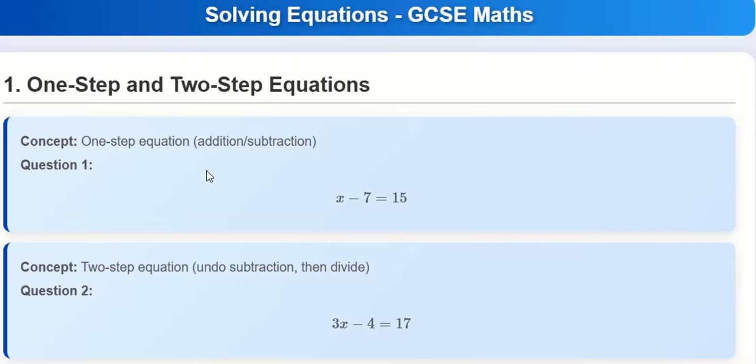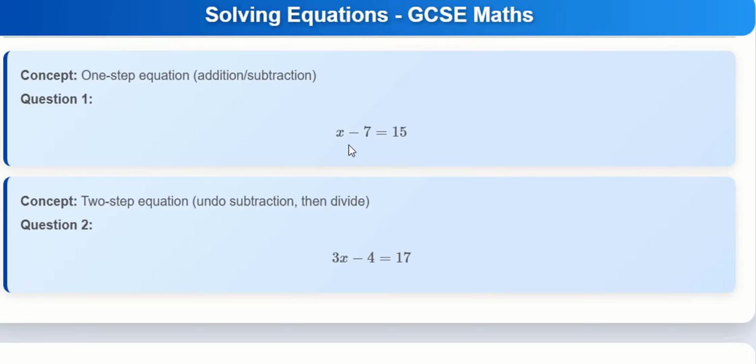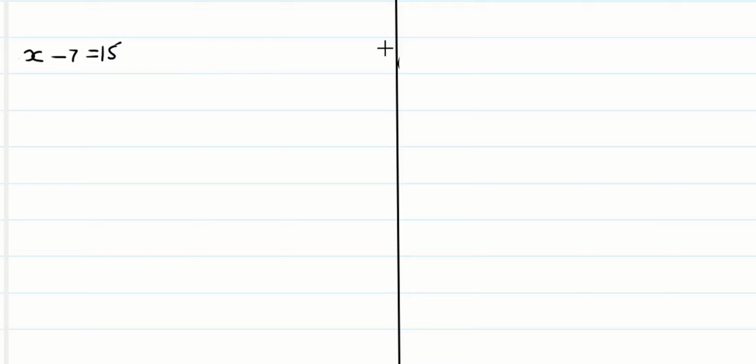So for example, let's say we have an equation like this, x minus 7 is equal to 15, and you are taught to solve it. This is very simple. You just collect the like terms together, and the variables, you can leave them on the left side, then the numerals, you can take them on the right side of the equal sign.